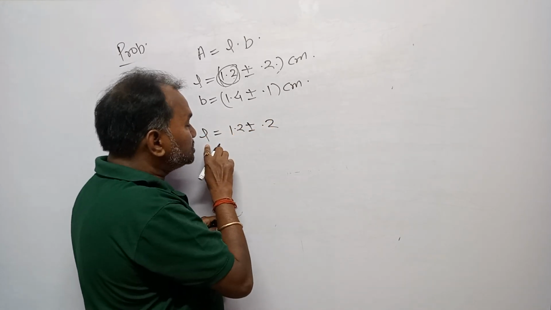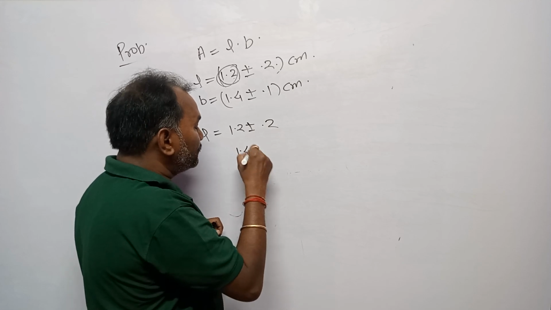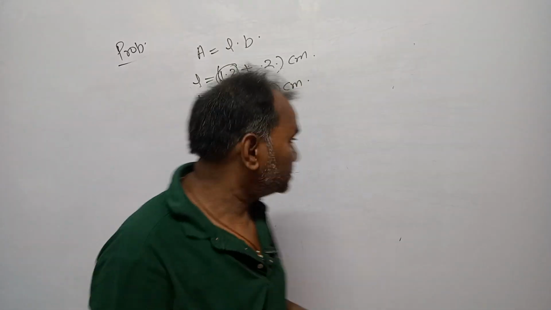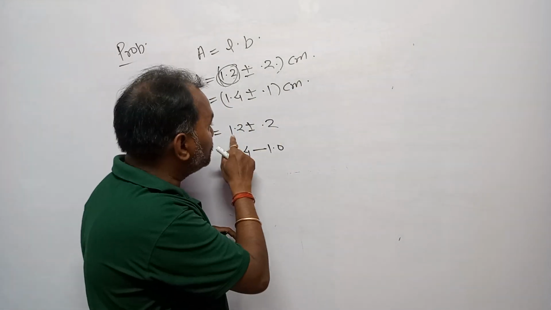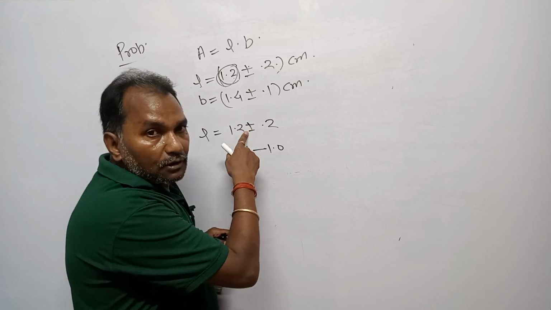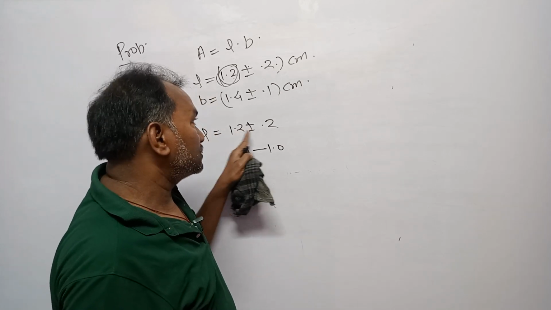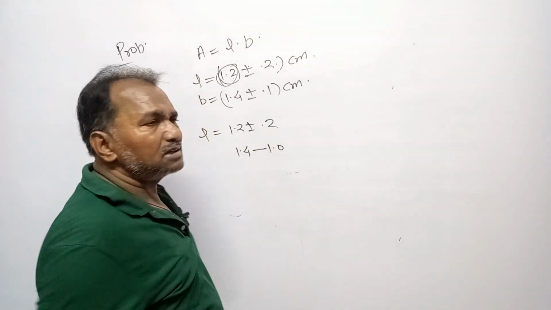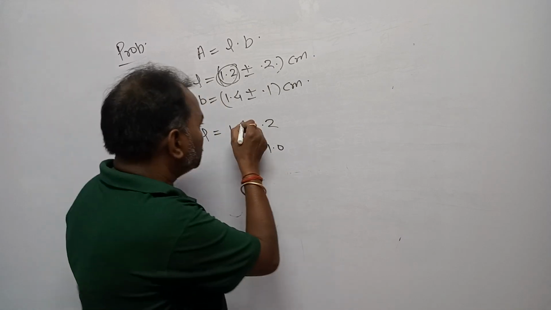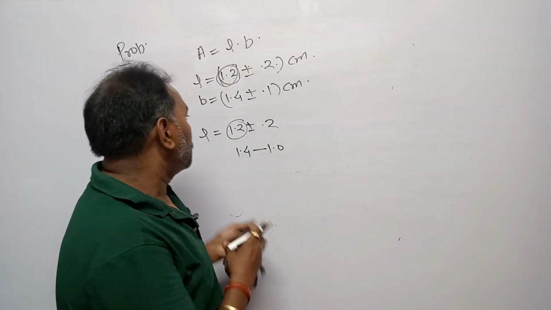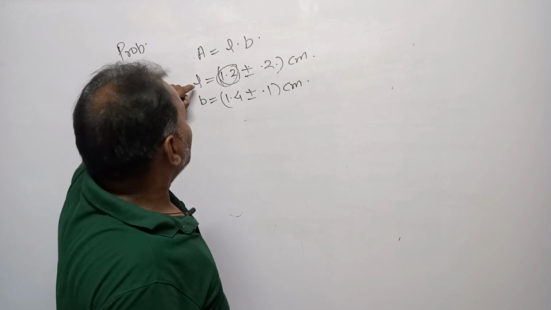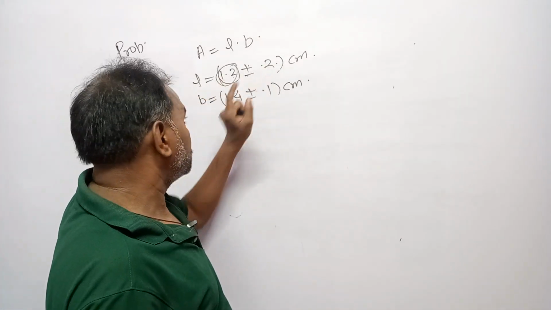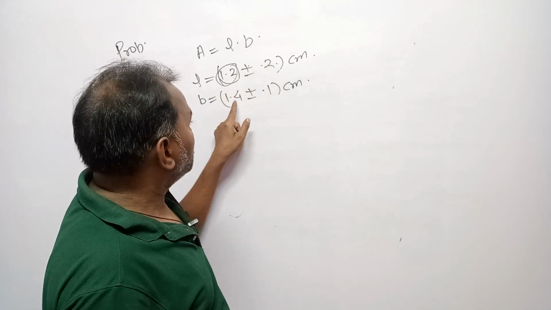It means this value can exist anywhere between 1.0 and 1.4, because if you add 0.2 to 1.2 you get 1.4, and if you subtract 0.2 then you get 1.0. So the error means this value can deviate by 0.2. So the possible error in the value of L is 0.2.